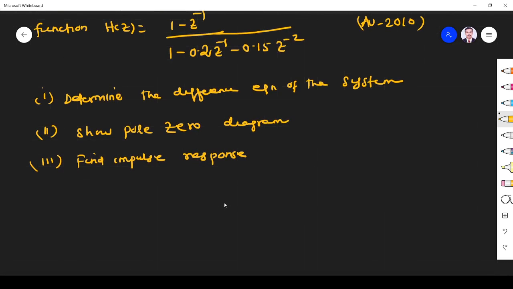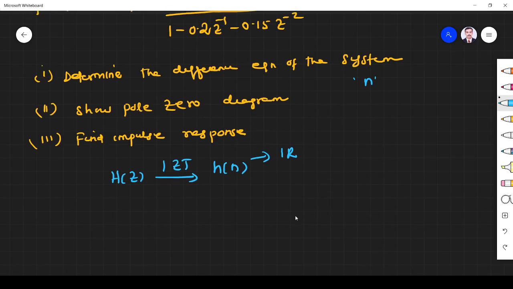So first thing is the difference equation. Difference equation means everything will be in n. Here everything is in z, so we have to take the inverse z transform. Keep that in mind. The pole zero diagram we can draw from H of z itself. Impulse response is h of n, so from H of z you have to take the inverse z transform, then only we can get h of n. That is our impulse response. Here everything should be in n, so first we take the inverse z transform, then we do the remaining things.